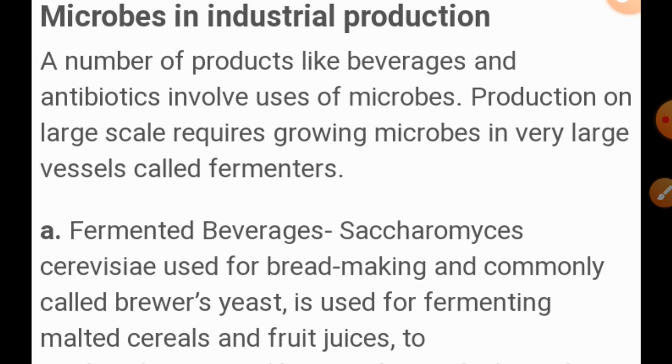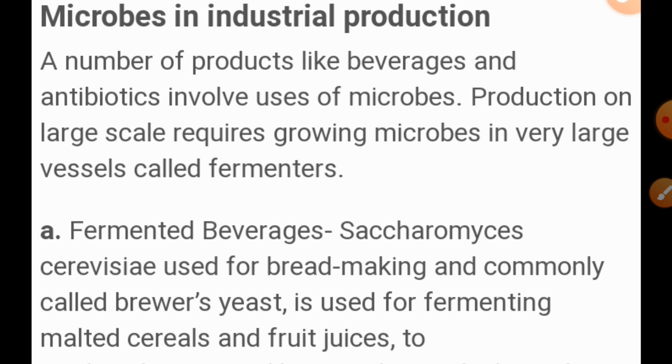So basically, if we talk about industrial products, there are two types generally found. Number one is fermented beverages, antibiotics, some chemicals, organic acids, alcohols, enzymes and bioactive molecules. Different types of industrial products can be obtained with the help of such organisms.